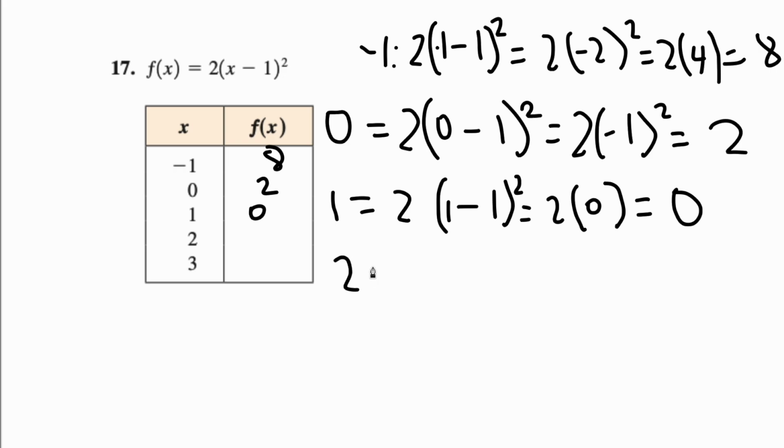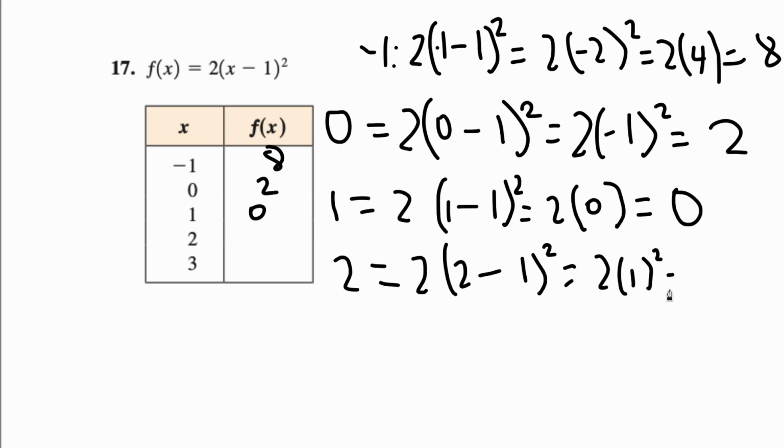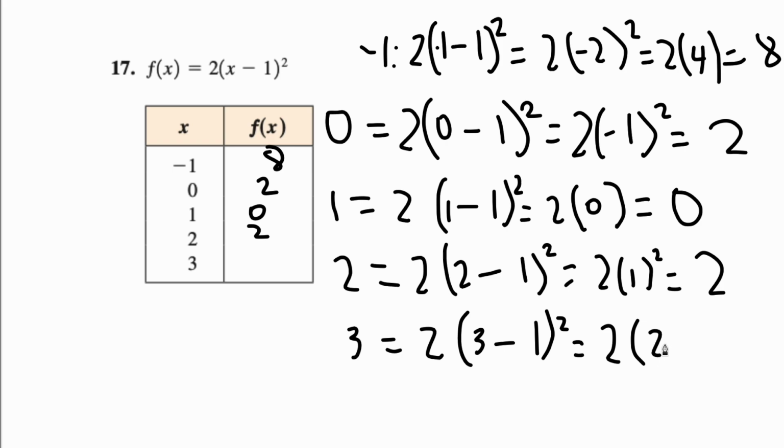Now let's do 2. So 2 times (2 minus 1) whole squared would equal 2 times 1 squared, which equals 2. So for x equals 2, the value would be 2 in this function. Lastly, let's do 3. So 2 times (3 minus 1) whole squared would equal 2 times 2 squared, which would equal 2 times 4, which is 8. So for x value 3, it would equal 8.